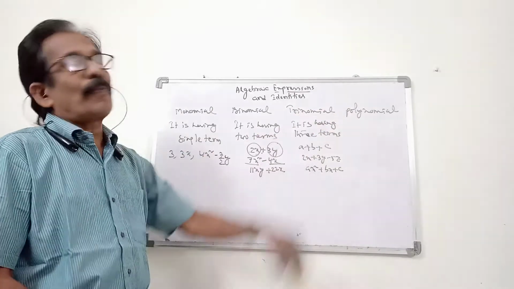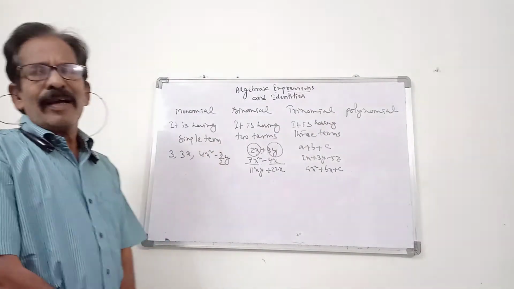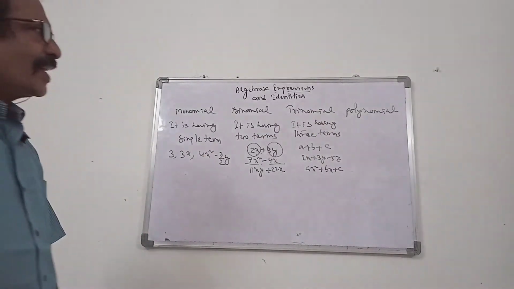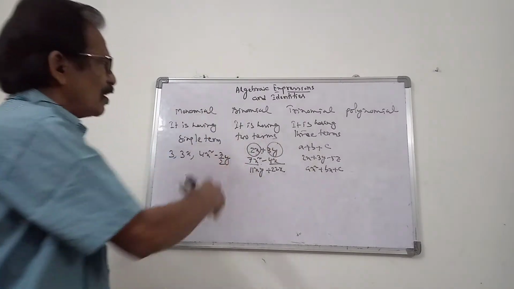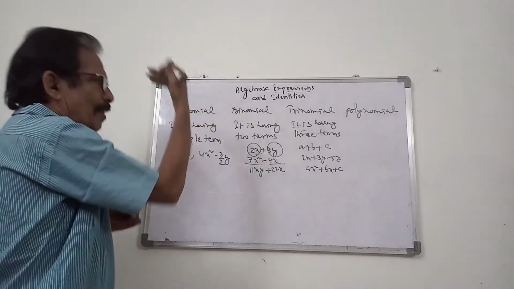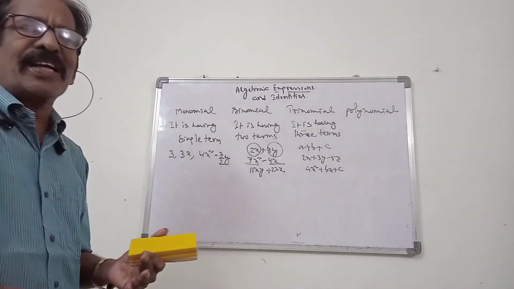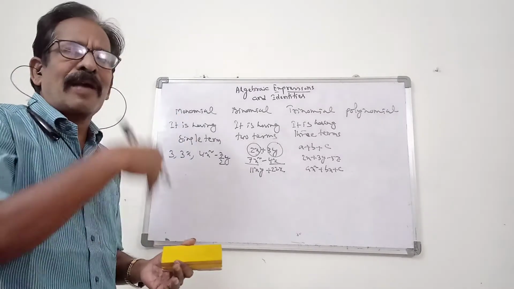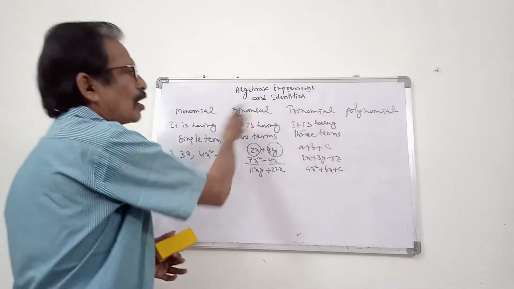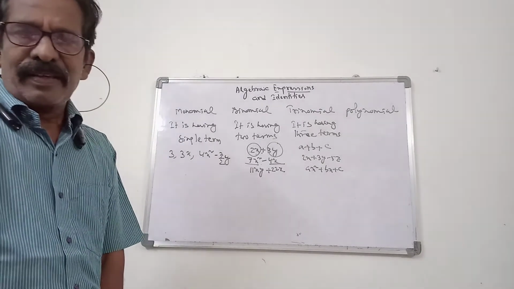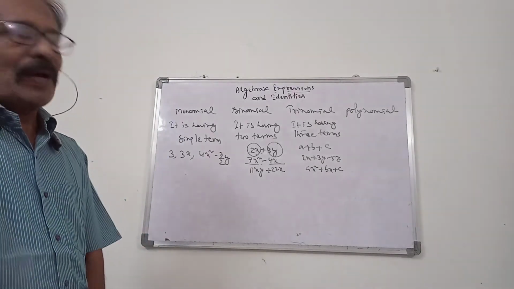Now come to the polynomial. A polynomial is an algebraic expression. It may be a monomial, a binomial, or a trinomial, which means it may have a single term, two terms, or three terms. All these are called polynomials.